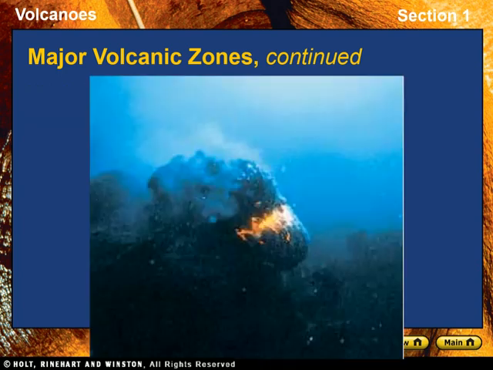The image on the screen here shows pillow lava, an example of volcanic rock that forms underwater at a mid-ocean ridge. Pillow lava is named for its pillow shape, which is caused by the water that rapidly cools the outer surface of the lava.